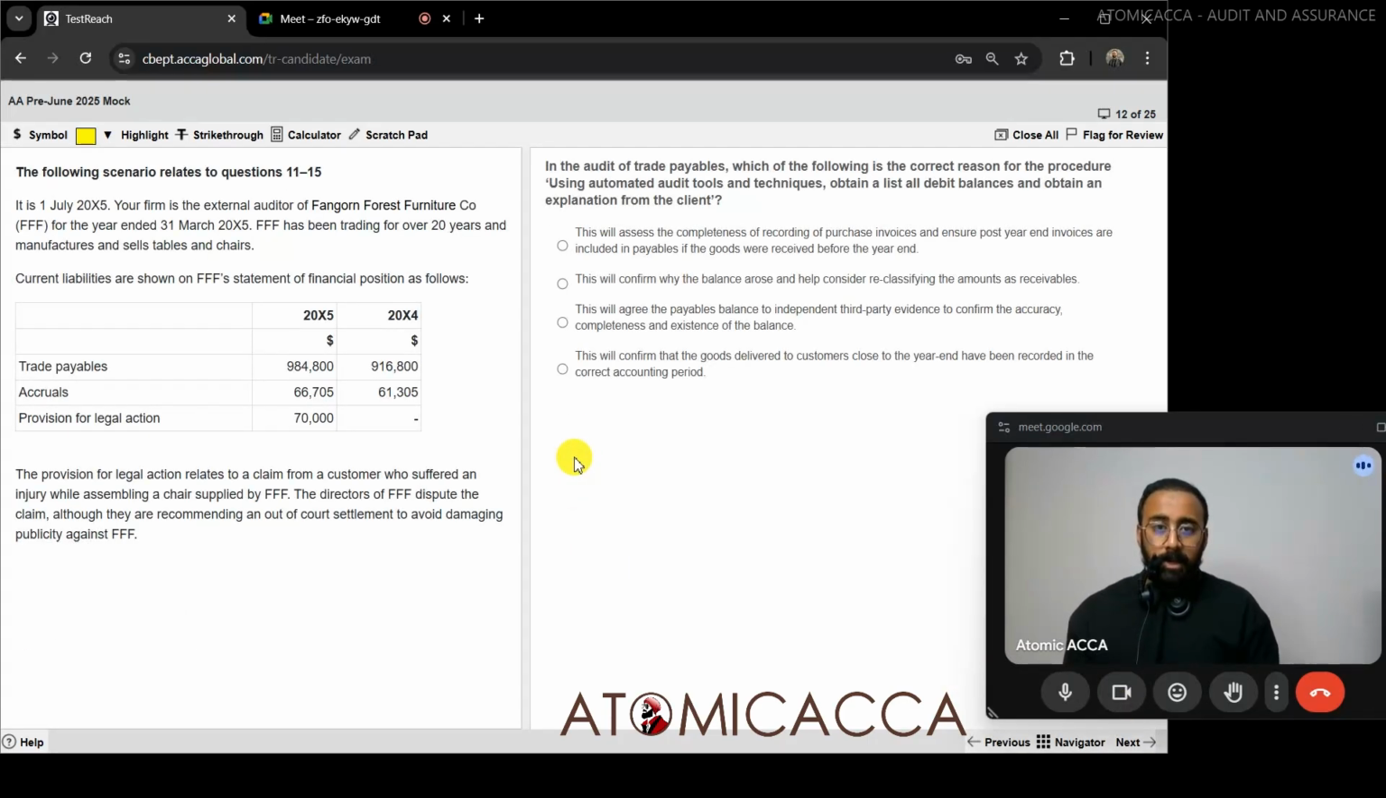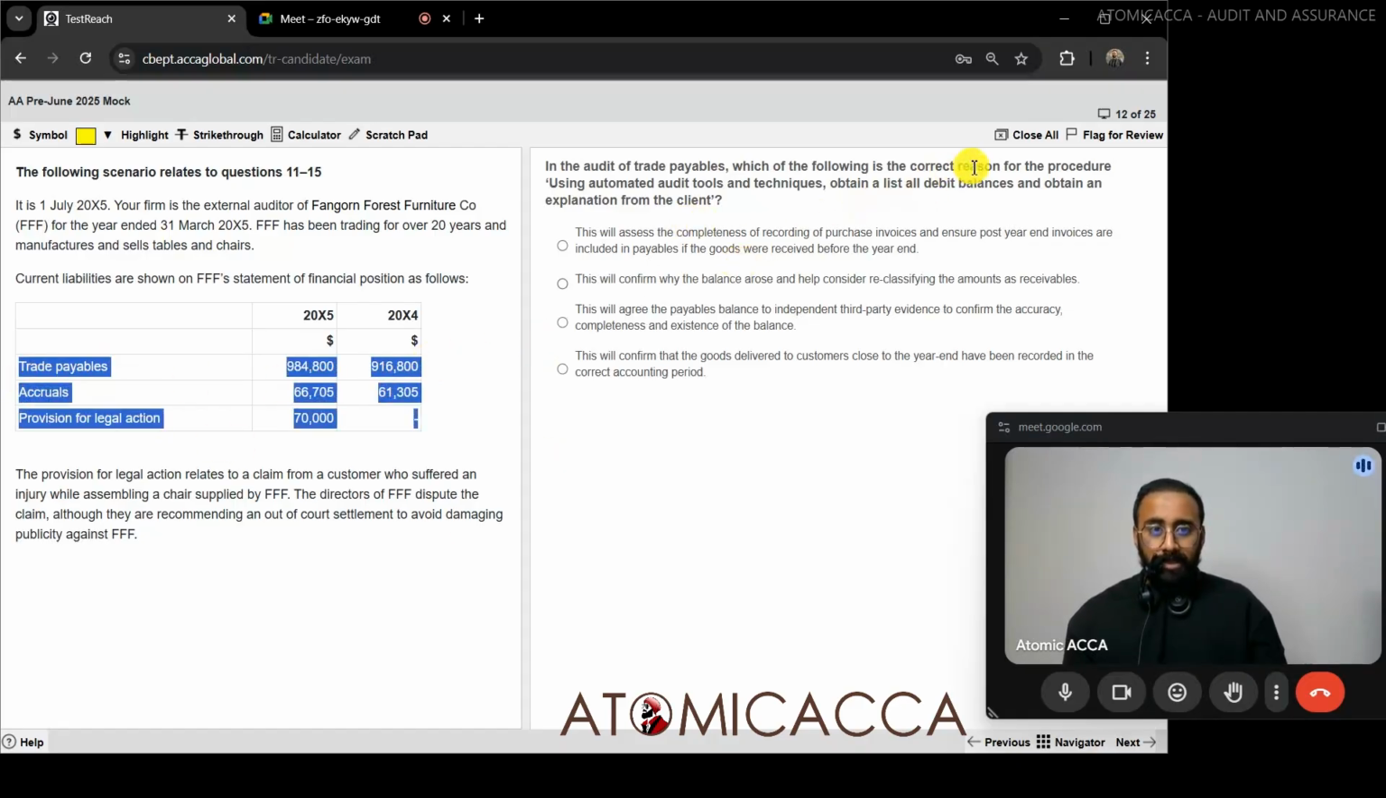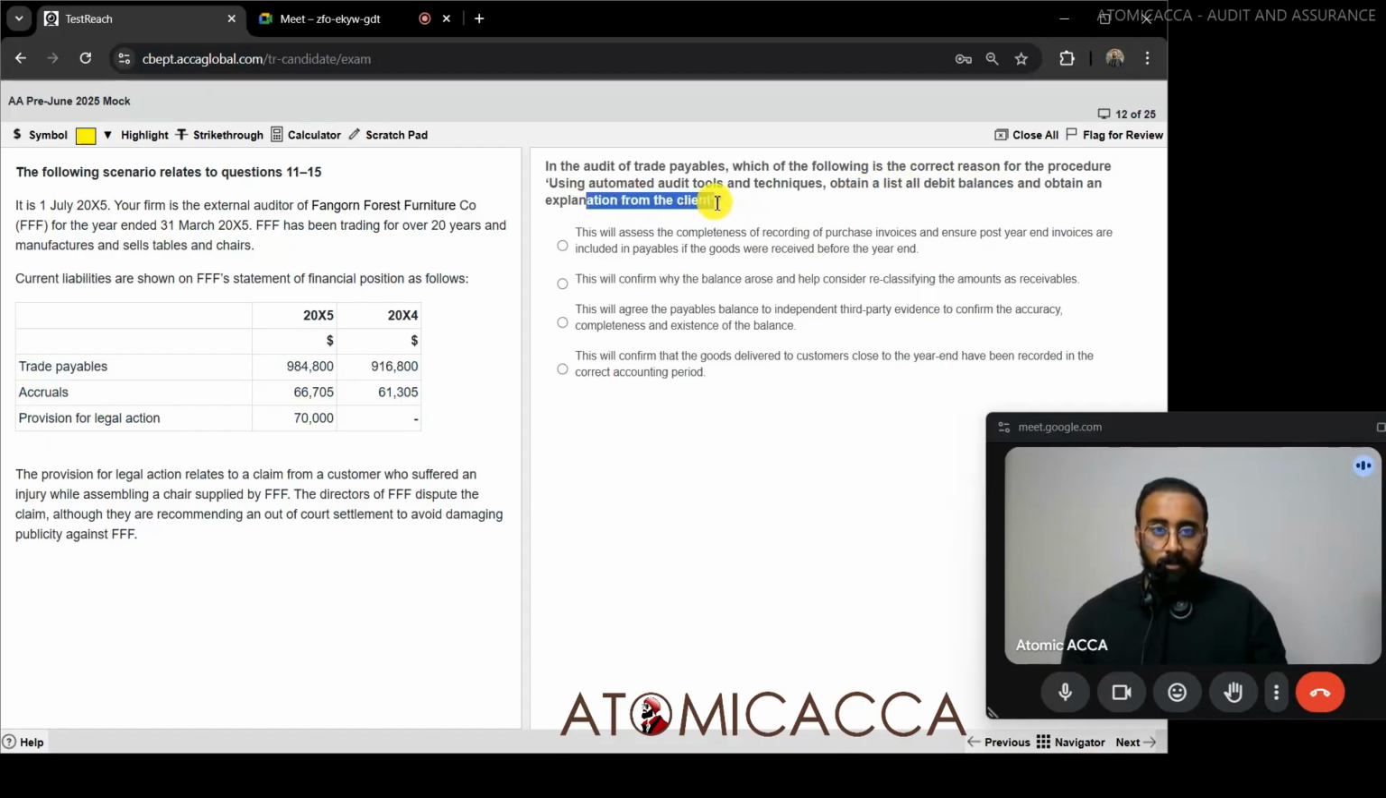In the audit of trade payables, okay, this one. Which of the following is the correct reason for the procedure? Reason for the procedure. Using automated audit tools and techniques, obtain a list of all debit balances and obtain an explanation from the client company. Trade payables will generally have a credit balance because you will have to pay something. So if you have a debit balance, something in the accounting may have gone wrong, or maybe instead of crediting the payables, you mistakenly debited it. That could be the reason.